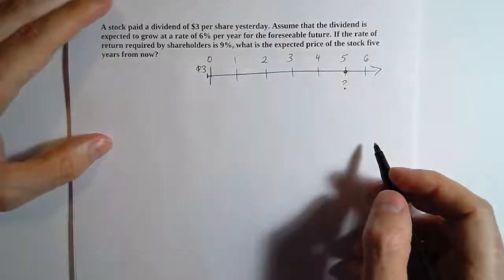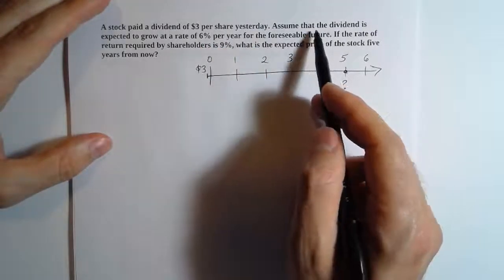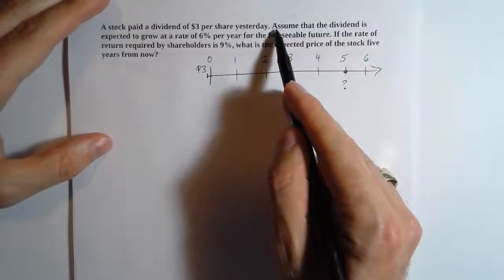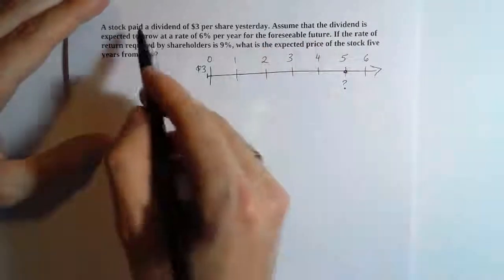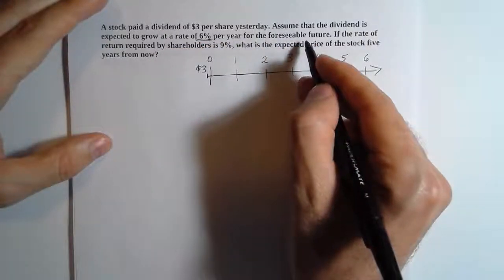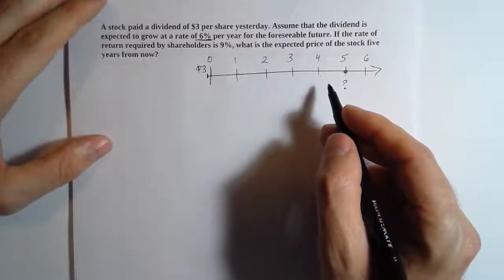To figure this out, if we evaluate the situation, we realize that this stock is a constant growth stock. And we understand that because it says that we are to assume that the dividend is expected to grow at a rate of 6% per year for the foreseeable future. So if it's 6% per year forever, then this is a constant growth stock.